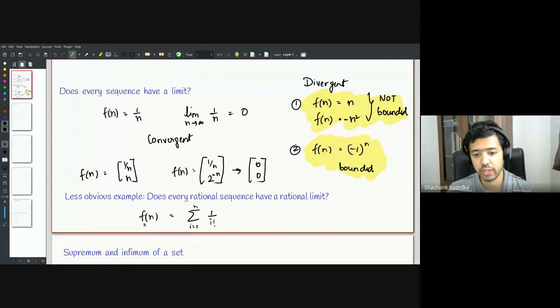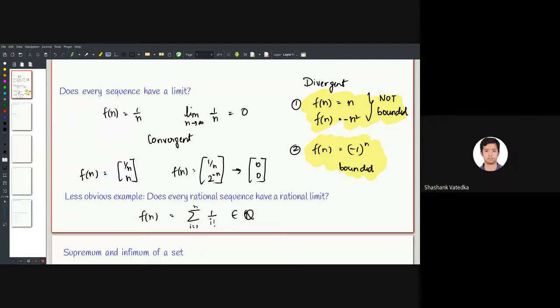So if I define f of n to be summation i going from 1 through n of 1 over i factorial, for every finite n, this is certainly a rational number, right? But then as n tends to infinity, this does not tend to a rational number anymore. It's an irrational number. So this is an example of a rational sequence having an irrational limit. And in fact, there are different ways to define such sequences, or different examples that you can come up with. In particular, you take any rational number, any irrational number, let's say pi.